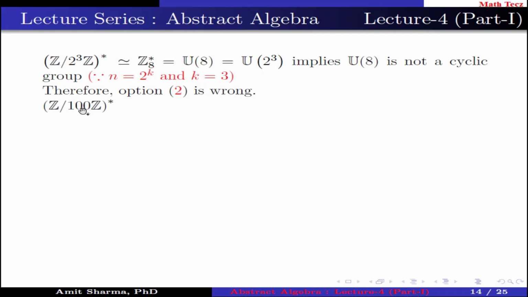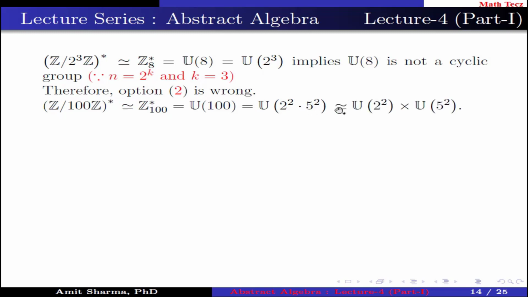Next is Z by 100Z star, which is isomorphic to Z100 star, which is equal to U of 100, which is equal to U of 2 square into 5 square, which is isomorphic to U of 2 square times U of 5 square, because U of mn is isomorphic to Um times Un if GCD of m comma n is 1.